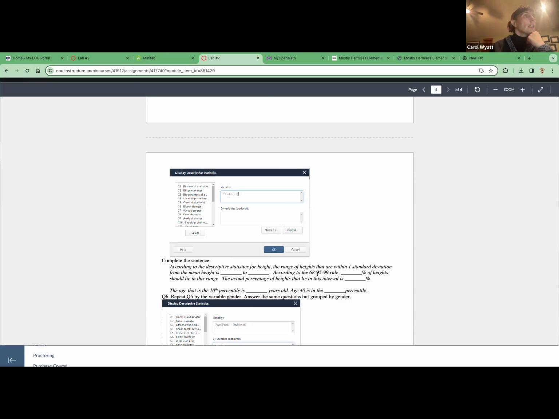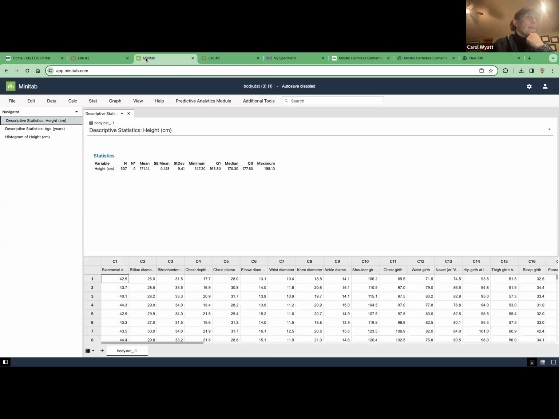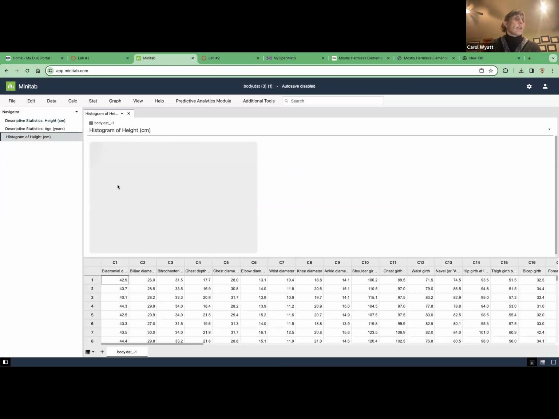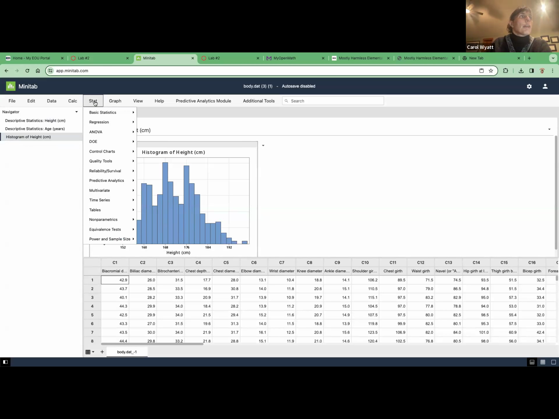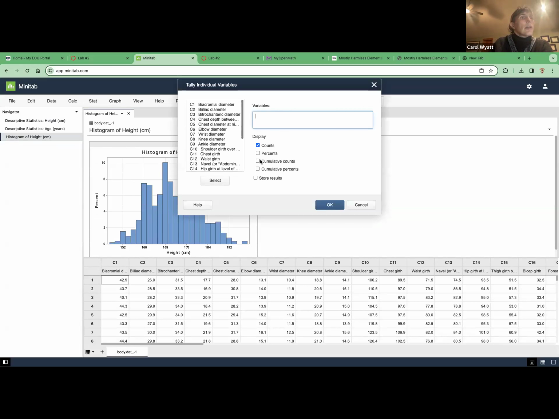So what I'm asking is, if I do a count between 161 down here, up here to 180.5, how many are in there? One way that we learned that we could have it count for us is if we go to tally individuals, cumulative counts.